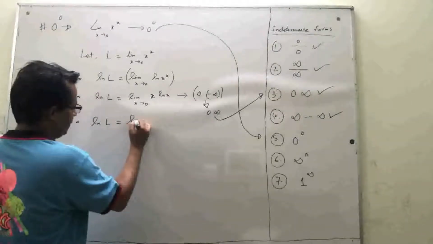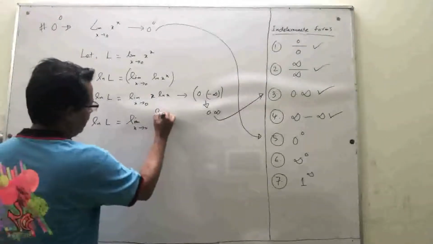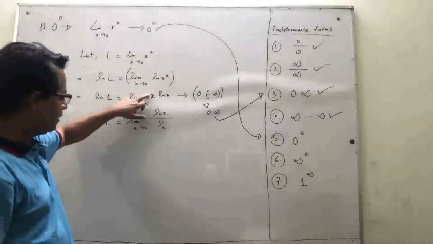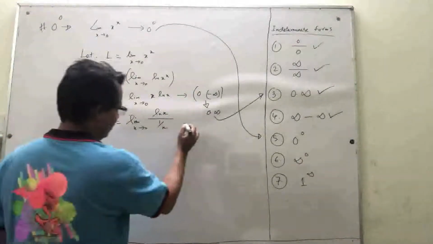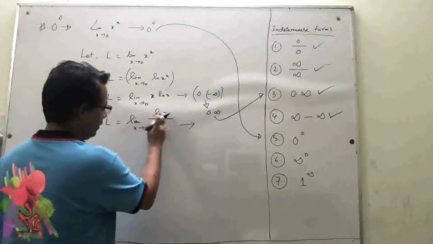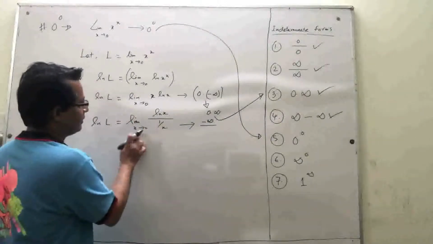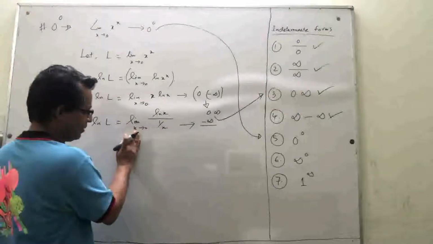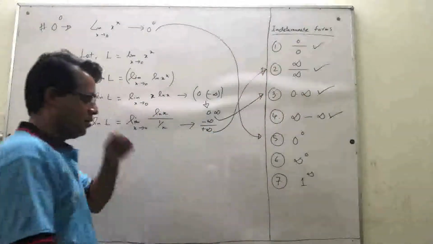Limit x tends to 0 of x ln x. We can write this as ln x over 1 by x. Now the value of this function at x equal to 0: ln x is minus infinity, divided by 1 by x, where x tends to 0. From the right side of 0, it is infinity. From the left side of 0, it is minus infinity, that is plus minus infinity, which is another indeterminate form.